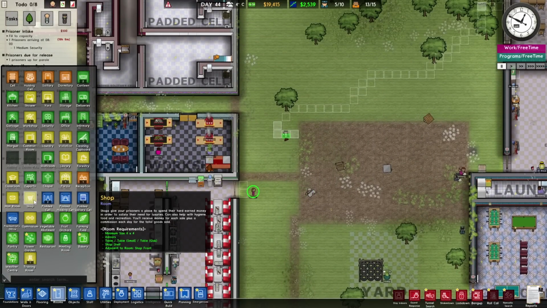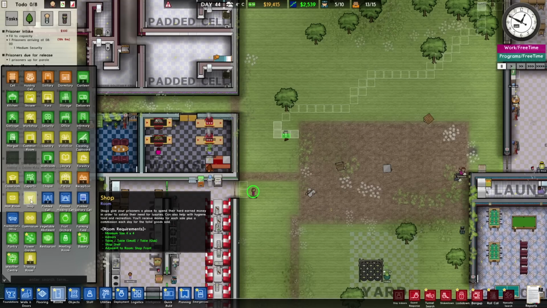So if we get the shop in, it can satisfy the need for luxuries, and also help with hygiene, food, and recreation. You'll receive money for each sale plus a commission each day for the total goods sold. So we can build ourselves a little shop, which has got to be adjacent to room shop front.